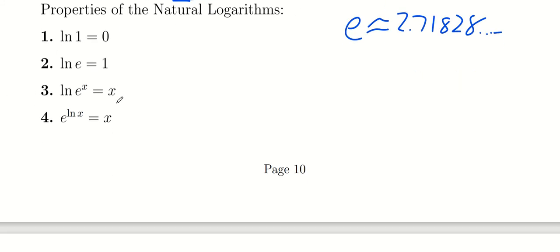Highlighting some of the same properties we saw earlier, the ln of 1 is 0 because e to the 0 power gives us 1. The ln of e, the exponent you would need to raise e to in order to get e to the first, is 1. And then properties 3 and 4 show the inverse nature between the exponential function e to the x and the logarithmic function with base e, which is ln of x.